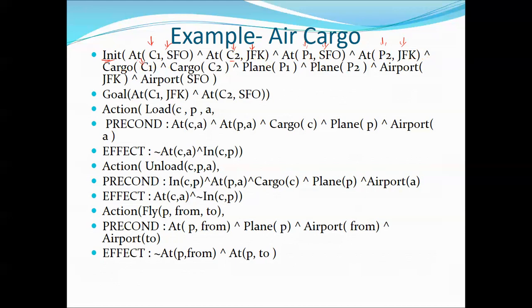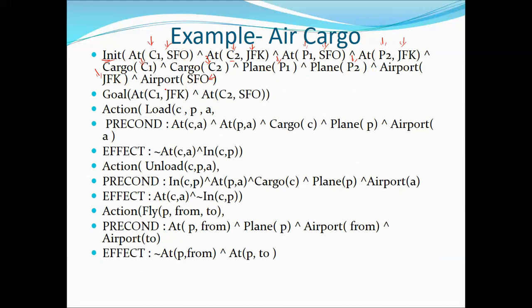C1 is some cargo. Cargo means some load which you want to transfer through flight. And Cargo(C2): C2 is also a cargo. And Plane(P1): P1 is a plane, and Plane(P2): P2 is also a plane. And Airport(JFK): JFK is an airport. And Airport(SFO), which means SFO is also an airport. So these are initial conditions.